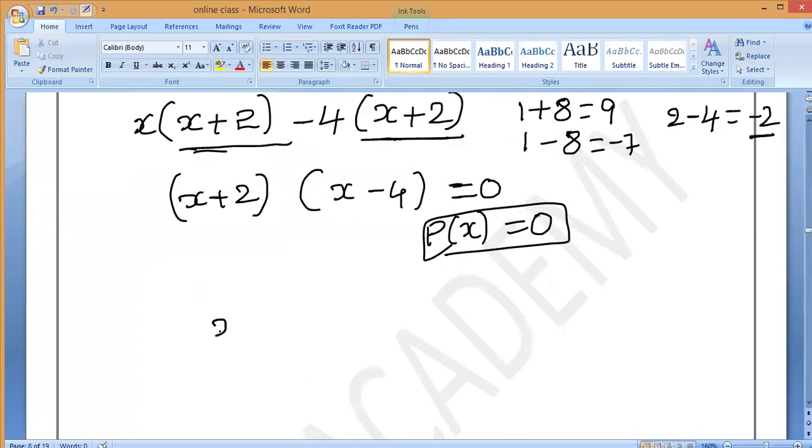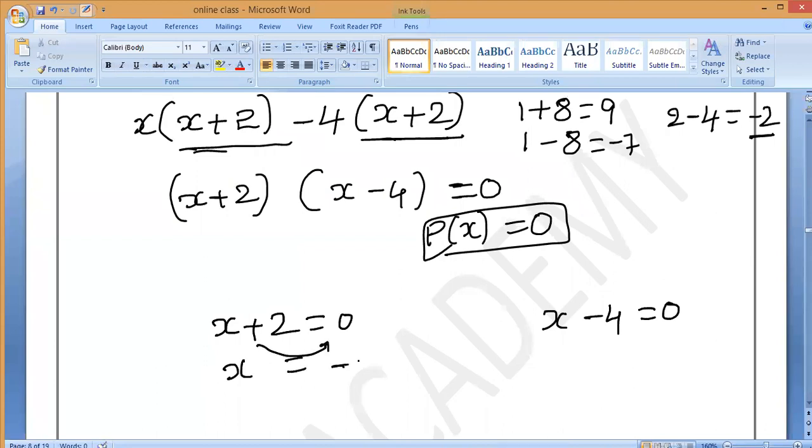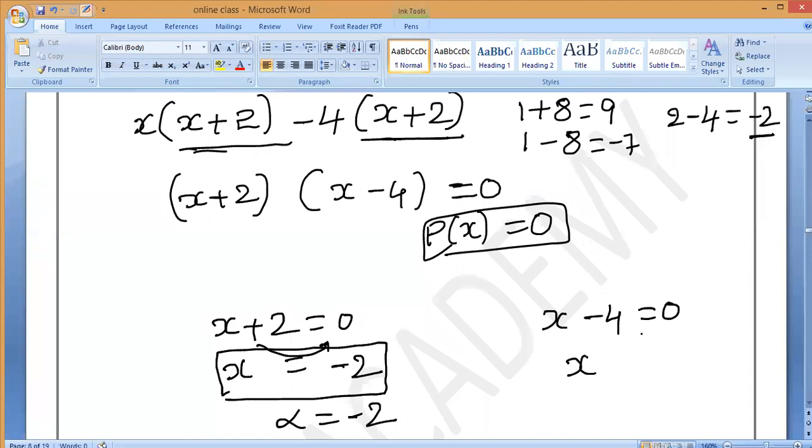x plus 2 is equal to 0, x is equal to minus 2. Speak, all of you: x is equal to minus 2. The 2 comes to this side and it will become minus 2. So one of the zeros, alpha, is equal to minus 2. And x minus 4 equal to 0, so beta is equal to plus 4.